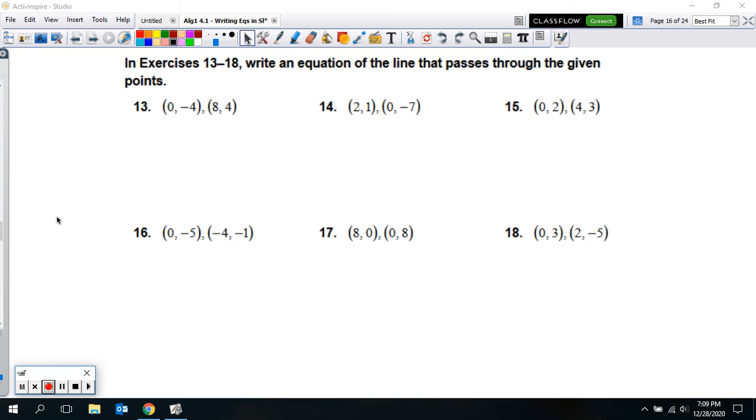All right, our third section here on writing these equations is on the top of page 100, 13 to 18. This time it's not giving us the slope and the y-intercept. It's not even giving us the picture of the graph. It's just giving us 2 points. So we could graph these 2 points, draw the line through them, and then it's just like the last set of problems. And we could see the picture at that point.